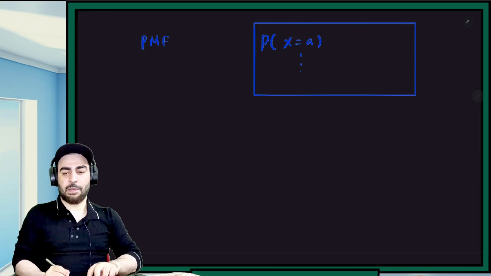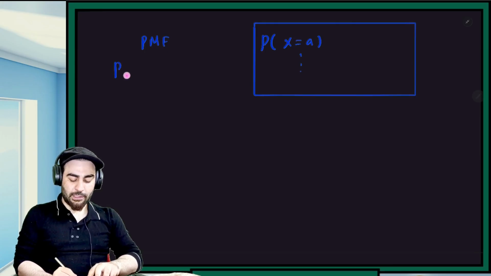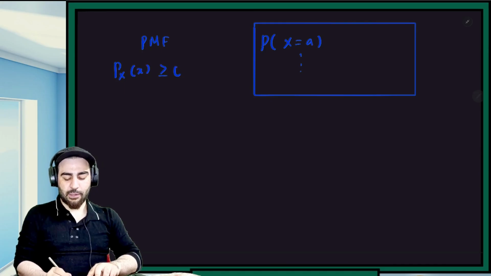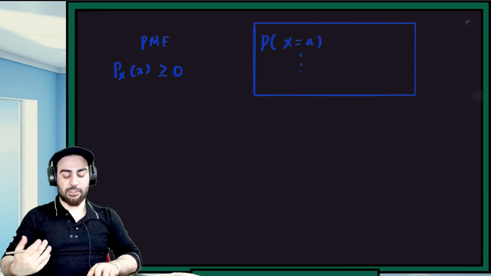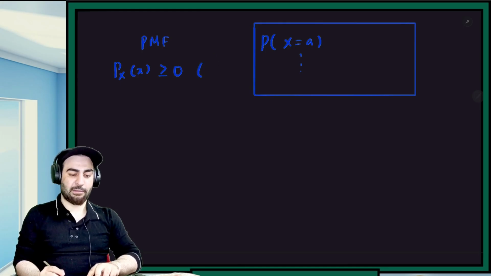What are the properties of PMF? The first thing, PMF is probability. It is written like this, or it can also be written like this: probability x takes value x. This should always be non-negative. It should be greater than or equal to 0. This is because of the axiom of probability.